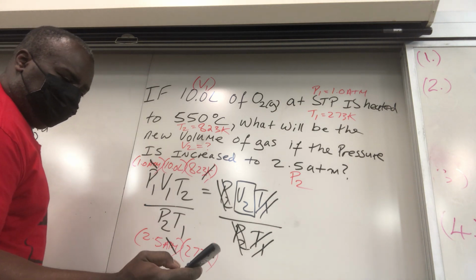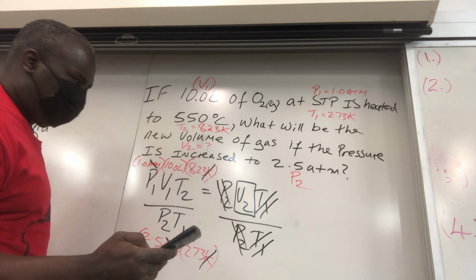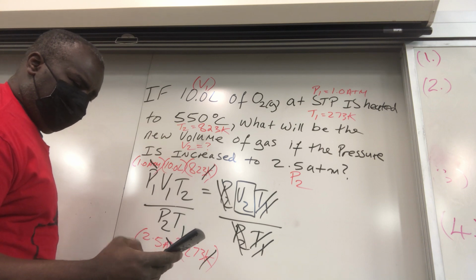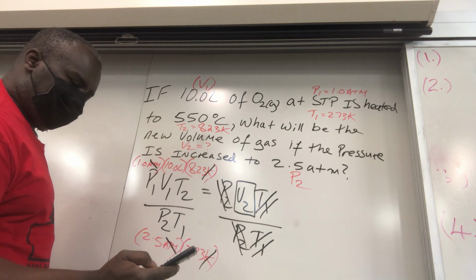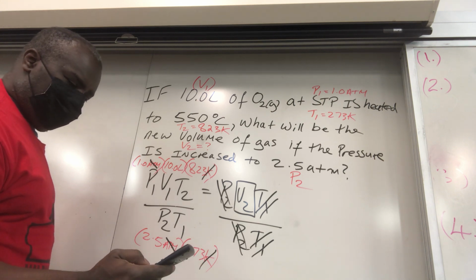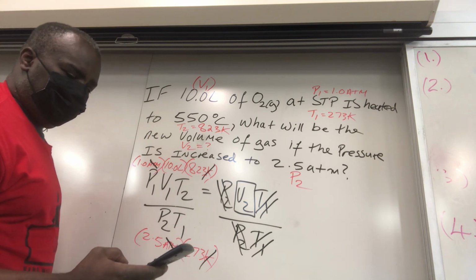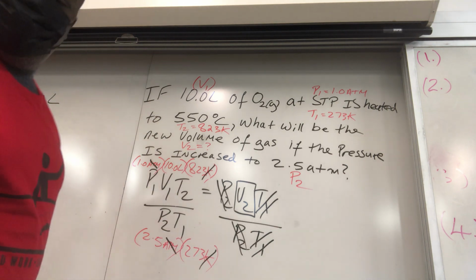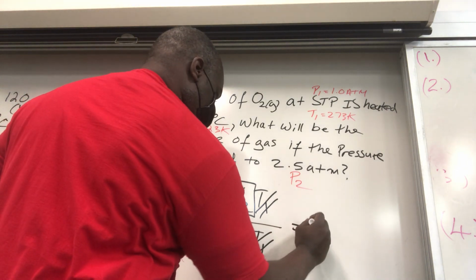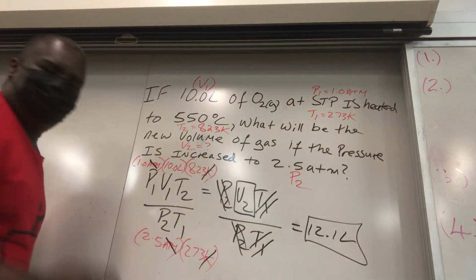Alrighty, so let's do that. We have 1 times 10, so that's 10, times 823. So that's 8,230. Divided by 2.5, equals that. I'm going to divide that by 273, equals that. So I got 12.058, so we'll round up to 12.1 approximately. And we're done. So the final answer is 12.1 liters. That's our V2, and you're done.